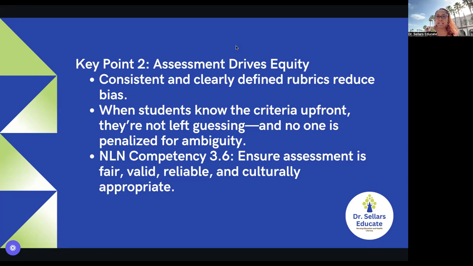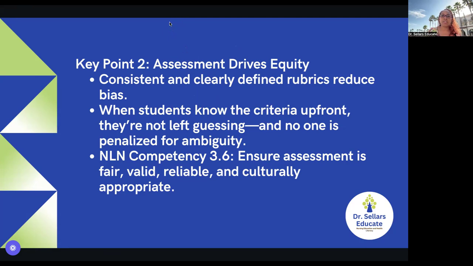When students know exactly what that criteria is, they are hopefully left not guessing, right? They have a clear understanding, there's less ambiguity, and students are able to include those key elements that we're looking for. Specifically, competency 3, and that should be E, talks about making sure the assessment is a fair, valid, reliable, and culturally appropriate tool. Okay, so it used to be numbers, but it's not numbers anymore.